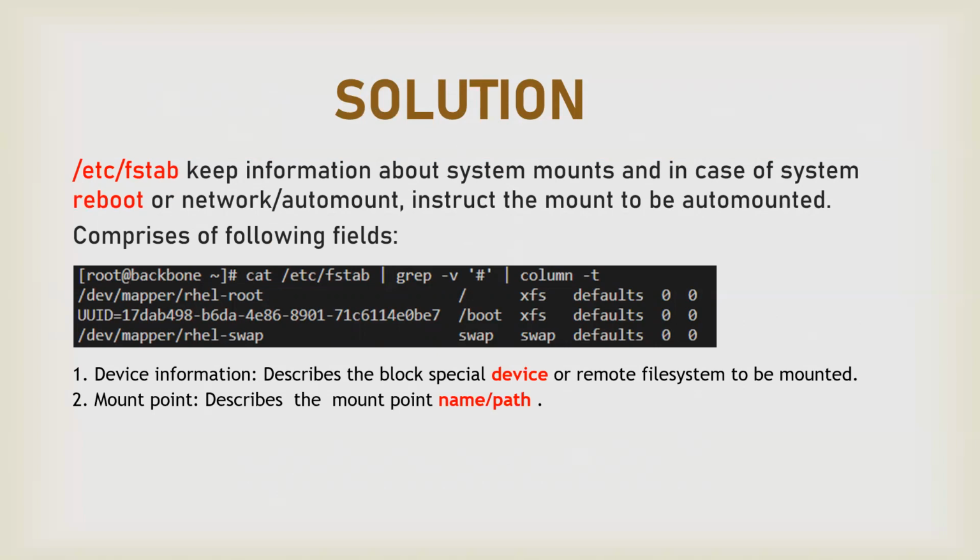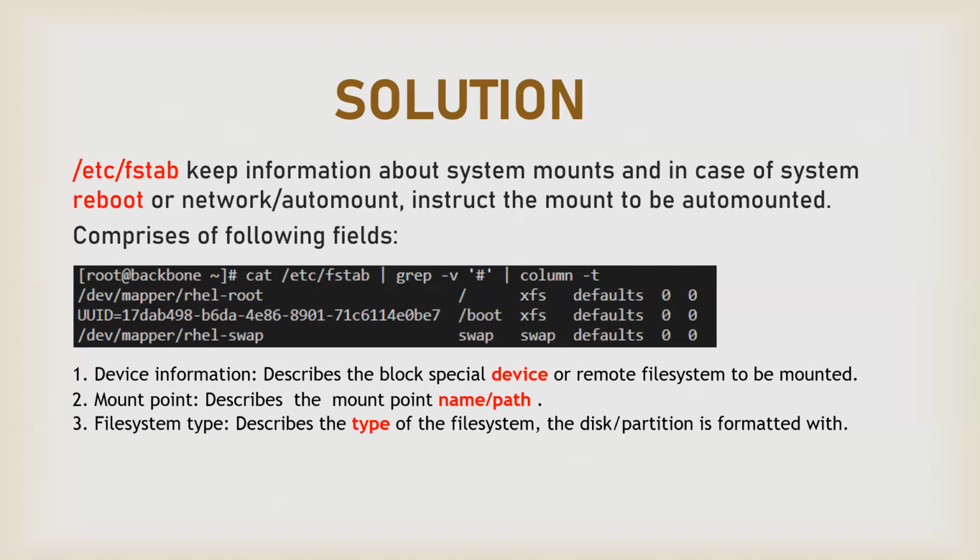Then in the next field, you will notice the mount point name, the complete path on which this storage is mounted. Then the file system type would be the third field. You can see examples like XFS, swap, ext, or whatever it is, or maybe it's network based, depending on exactly which file system the storage is formatted with.